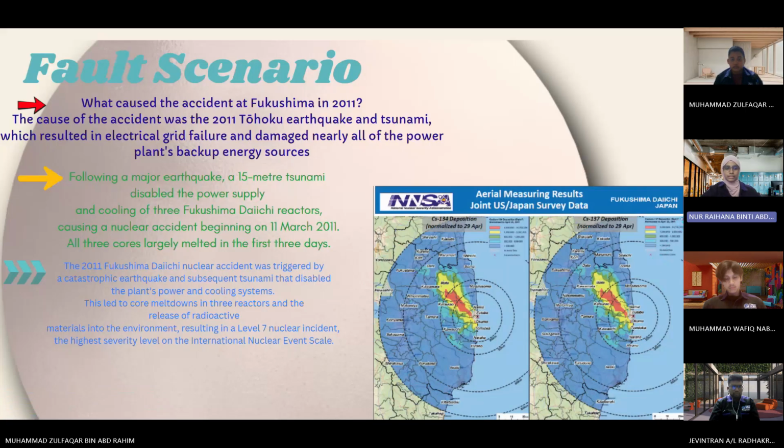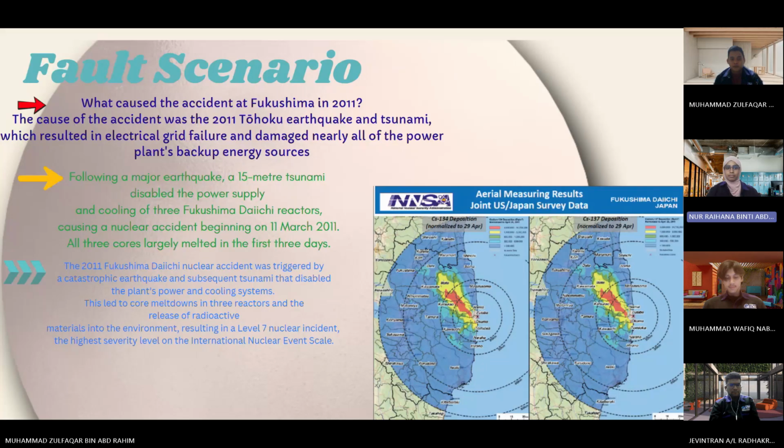Okay, so the next one is, following a major earthquake, a 15-meter tsunami disabled the power supply and cooling of 3 Fukushima Daiichi reactors, causing a nuclear accident beginning on 11 March 2011. And all the 3 cores largely melted in the first 3 days.